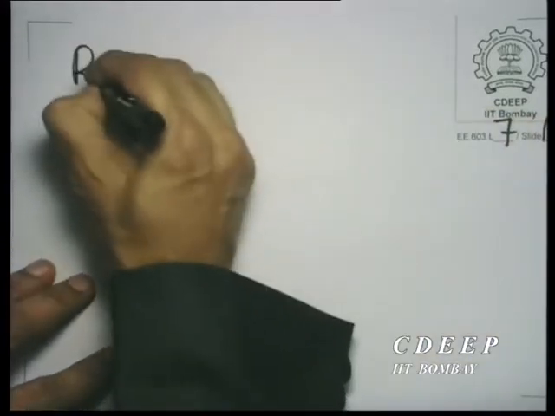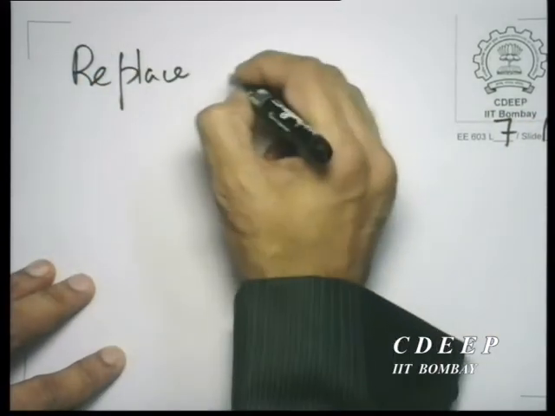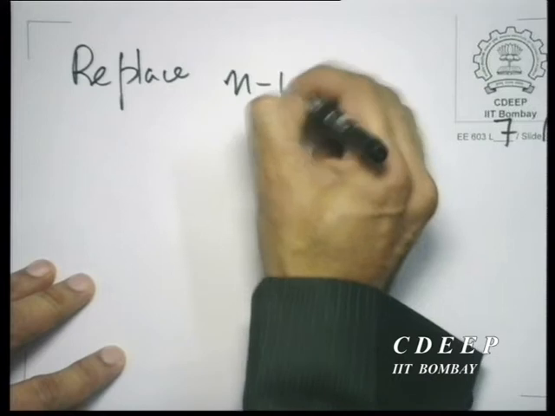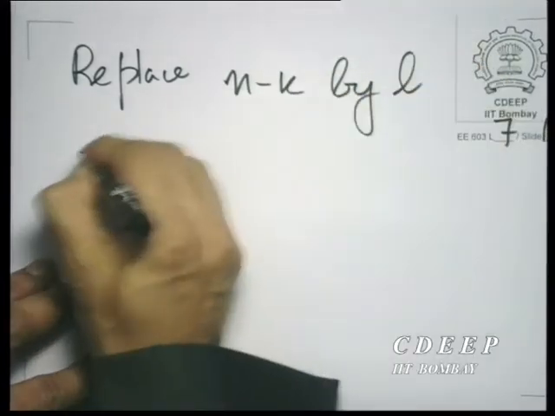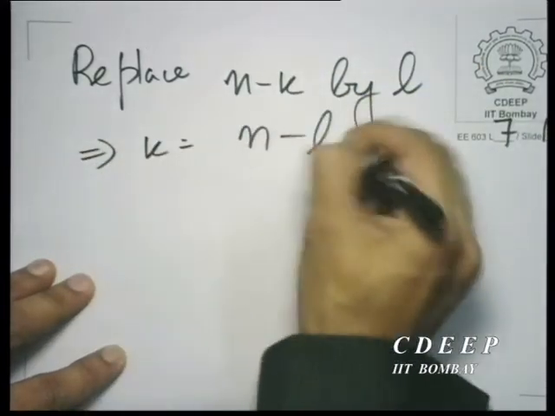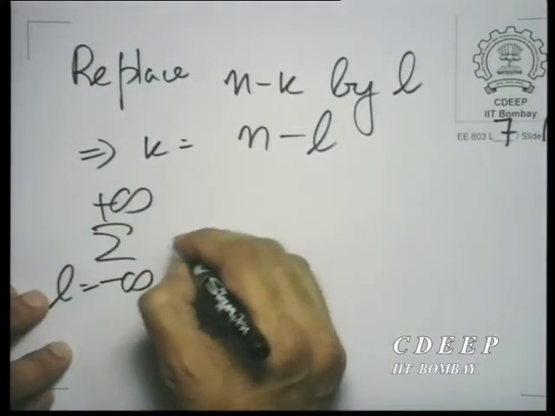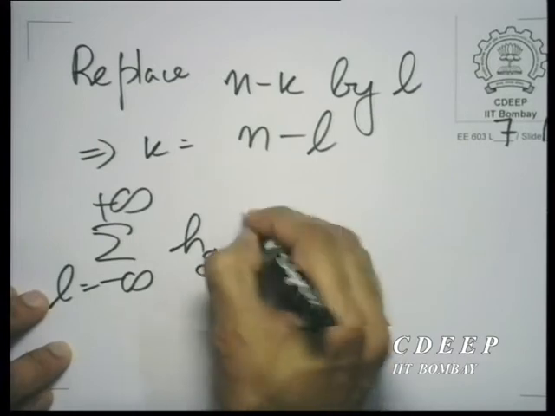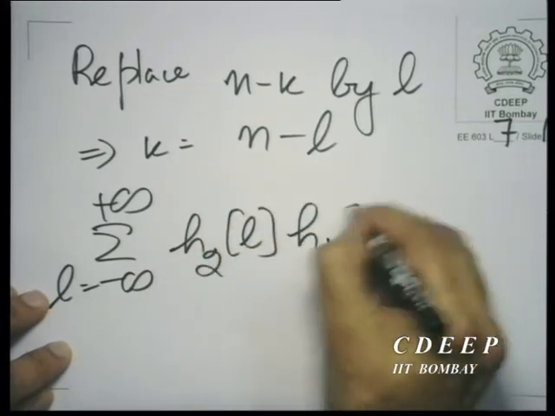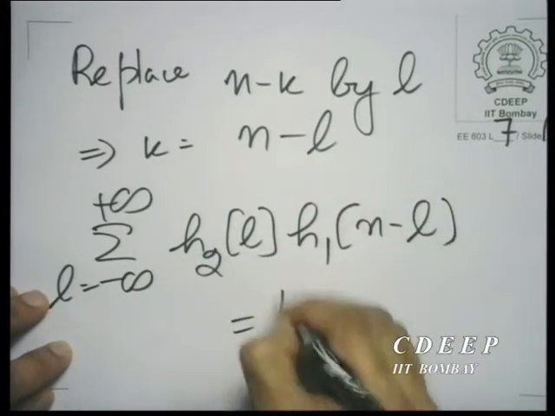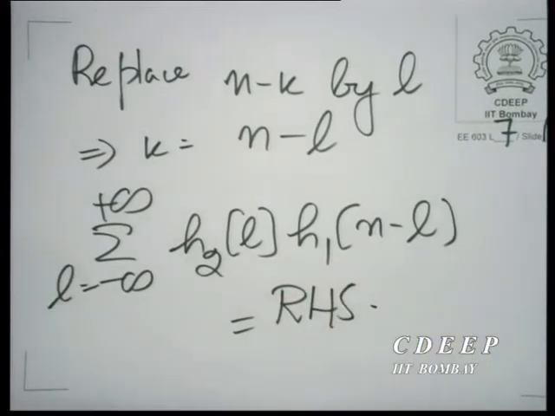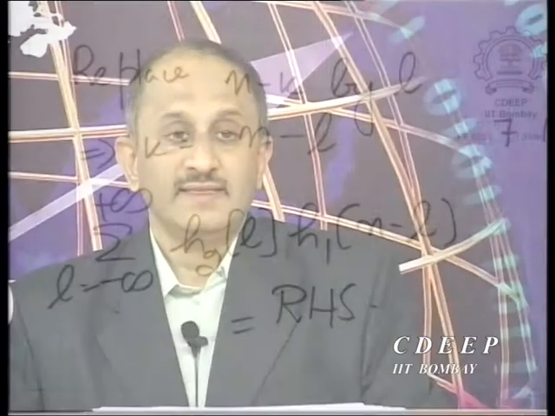So, replace n minus k by L, which means k is n minus L, and of course, then we have the summation over L from minus to plus infinity of h2[L] h1[n minus L], which is essentially the right hand side. And therefore, we have concluded that the left hand and the right hand sides are equal and convolution is commutative. Yes, there is a question, yes.